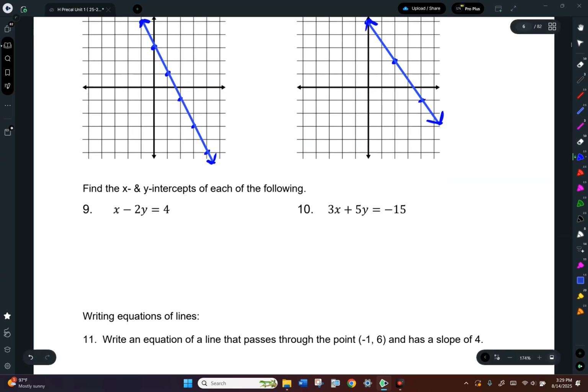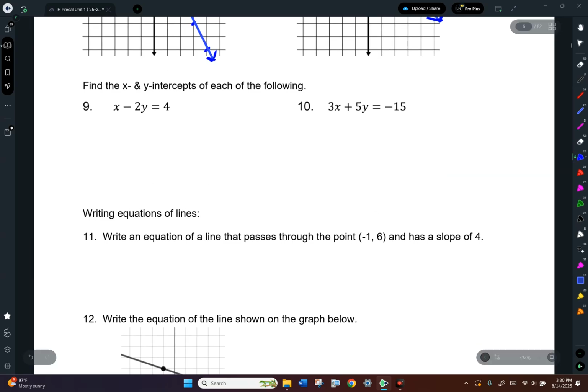Okay? So x and y intercepts. So you don't have to graph the line in order to find these. Remember how we said for an x-intercept, we know the y-coordinate is 0. Okay, well, if you plug a 0 in for y, you're just going to have x equals 4. And then the y-coordinate, for the y-intercept, we're going to plug 0 in for x. All right, if you plug 0 in for x, all you're going to have is negative 2y equals 4. So y is negative 2.